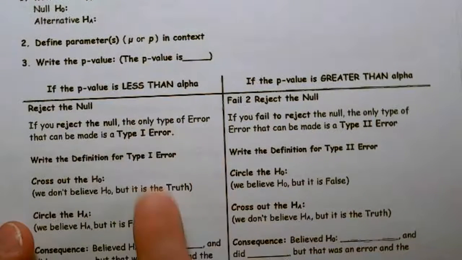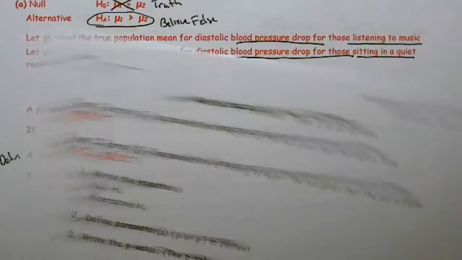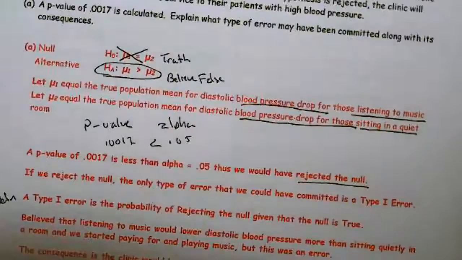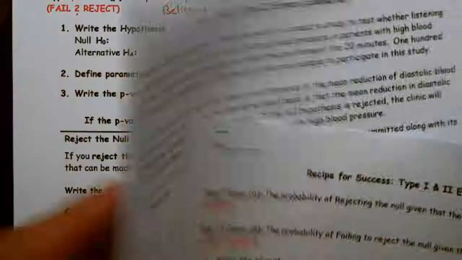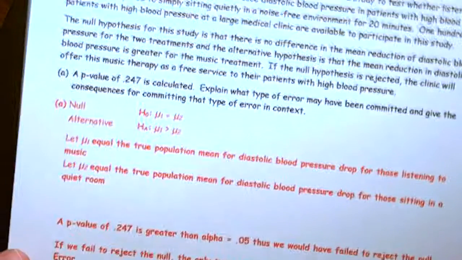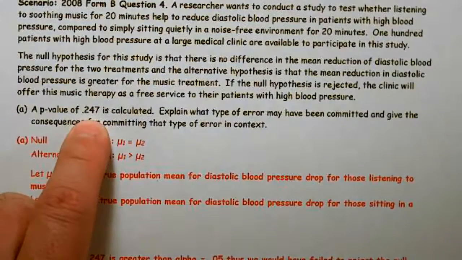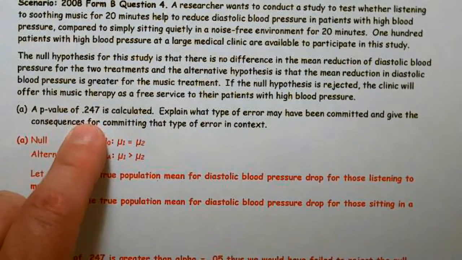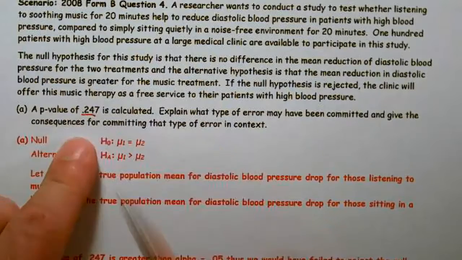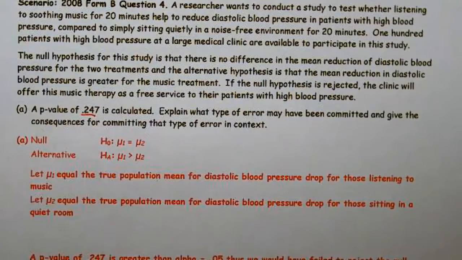So that's working down on the right side of the recipe. Working down on the left side of the recipe, we're going to have the same scenario. We're going to work with the exact same scenario. But this time, I'm not going to reread it. Our p-value is a big p-value. We have a large p-value of 0.247. So we need to explain what type of error.